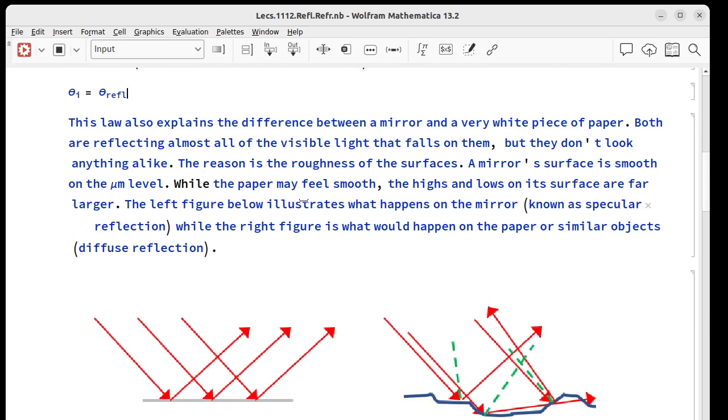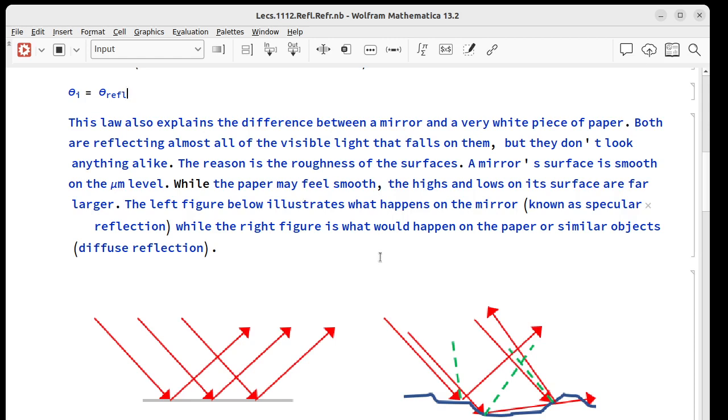This also explains why a mirror and bright white copy paper look so different. In both cases, they're reflecting almost all the light that falls on them, but they don't look alike at all. And the reason is roughness of the surface. If you could see the surface of a mirror, if you could measure it, you'd see it's smooth on the level of millionths of a meter. So any bumps would be very, very small. The paper feels smooth, but the highs and lows on its surface are much, much larger than micrometers.